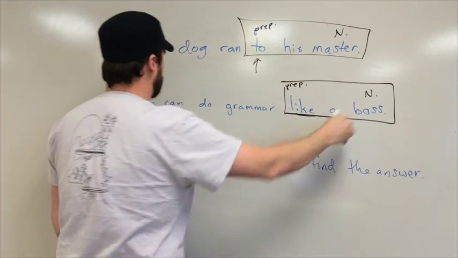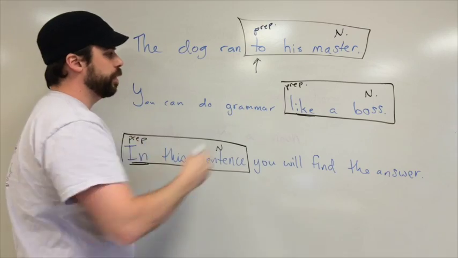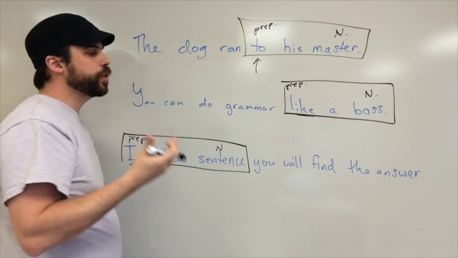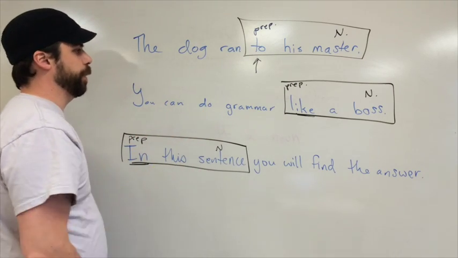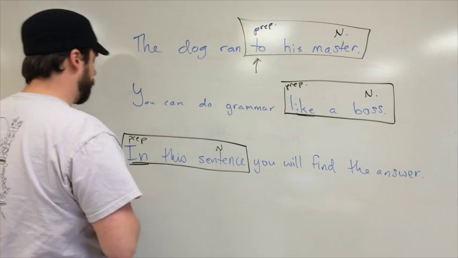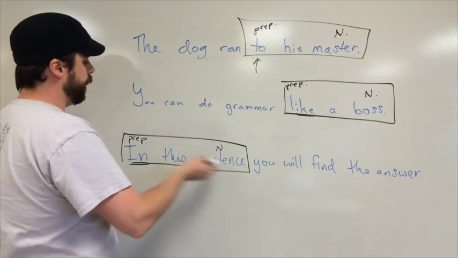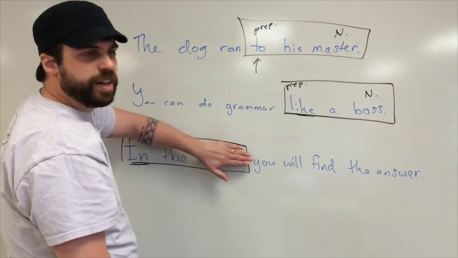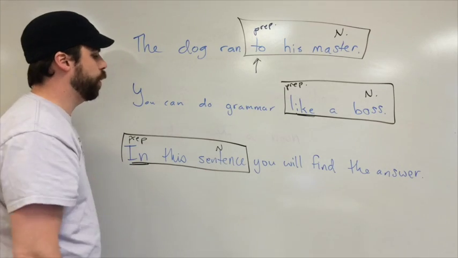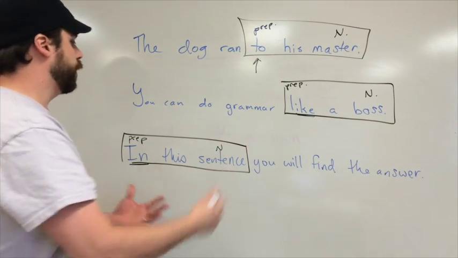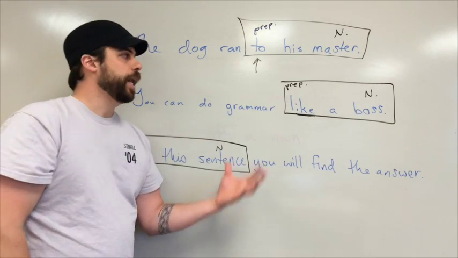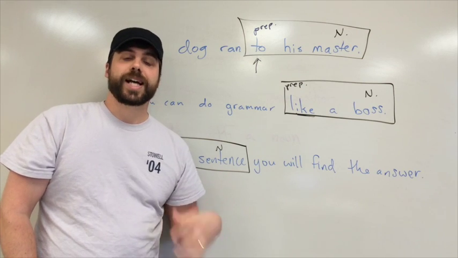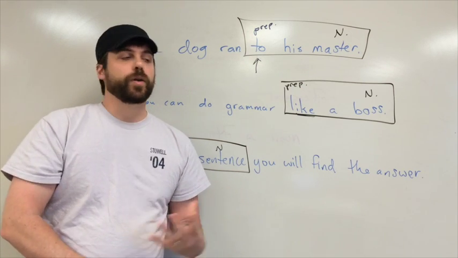Just like in like a boss. You can do grammar. That's fine by itself as a sentence. But like a boss kind of adds a little bit more description on how you can do grammar. You do grammar apparently really well. Okay, and again, in this sentence, not necessary. You will find the answer, fair enough as it is. However, this adds a little bit more detail to where you will find the answer. So again, these phrases aren't necessary, but they generally add a little bit more description as an adjective or an adverb to some other word in the sentence.